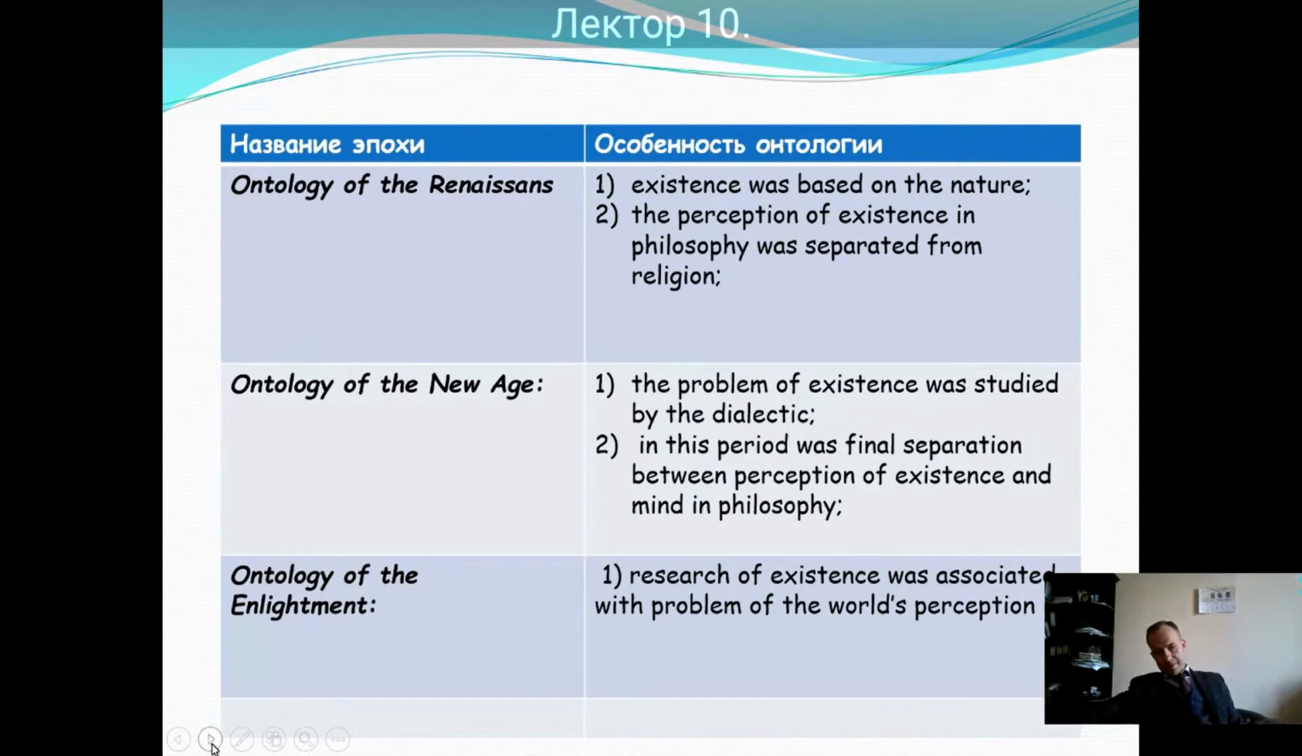What about the ontology of the Enlightenment? You need to know that research of existence in the philosophy of this epoch was associated with the problem of the world's perception. Different philosophers created their own models of world perception, and they believed that a very important part of our existence is understanding the world around us. So, if we use different sciences to explore the world around us, we could understand the aim of our existence, its context. Okay.